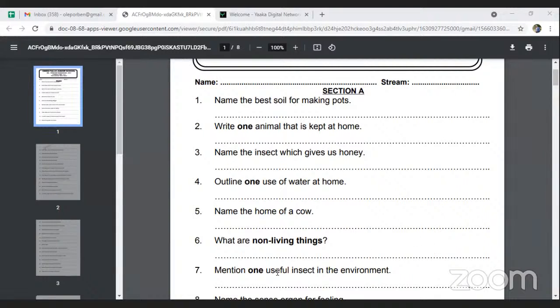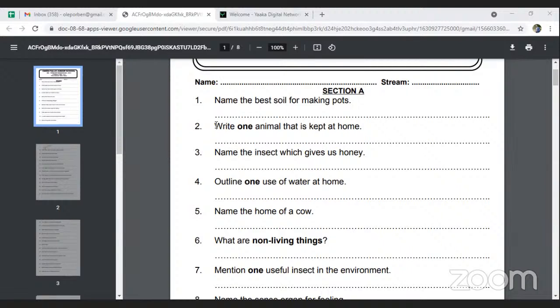Yes, teacher, we can see it. Okay, it is now literacy 1A. So let's now be able to answer these questions. This is the science part. Number one, I want to see Shadrach read first, and then Asante gives us the answer. Name the best soil for making pots. Clay soil. Good. Number two, Asante, can you read that question?